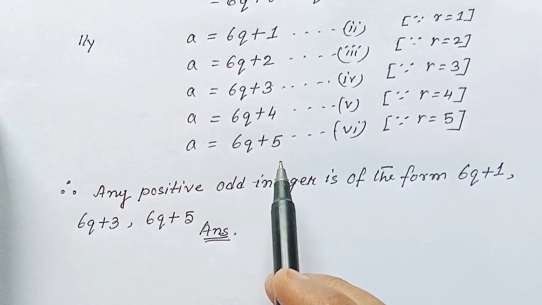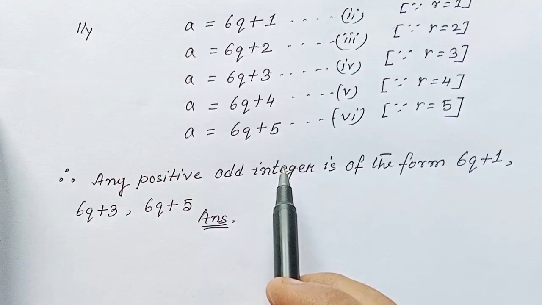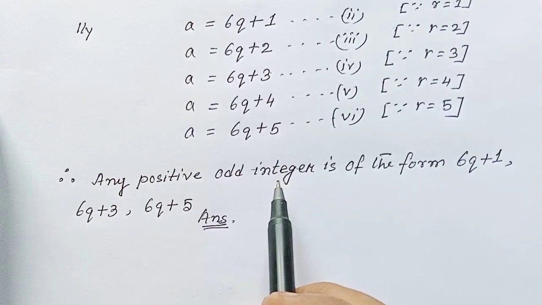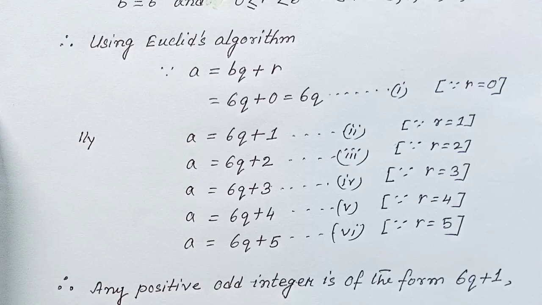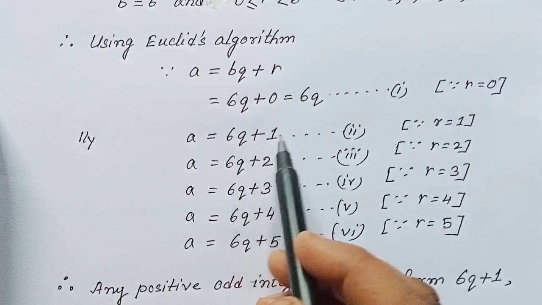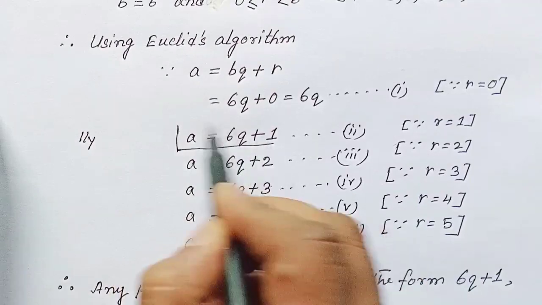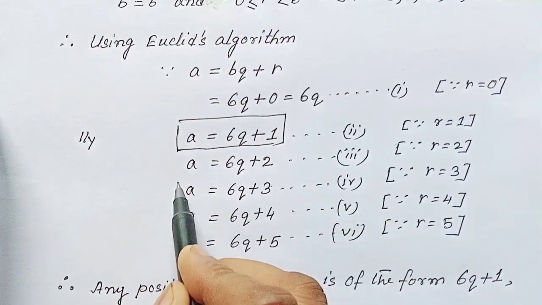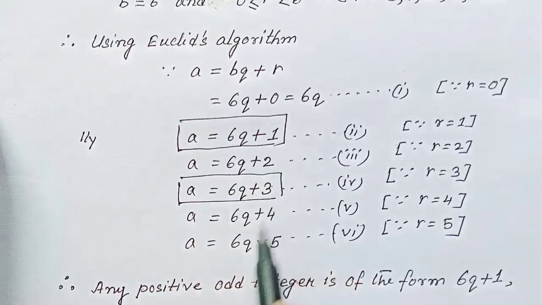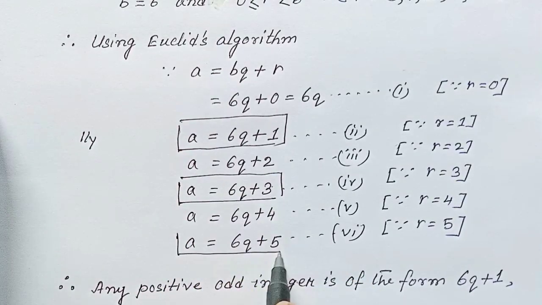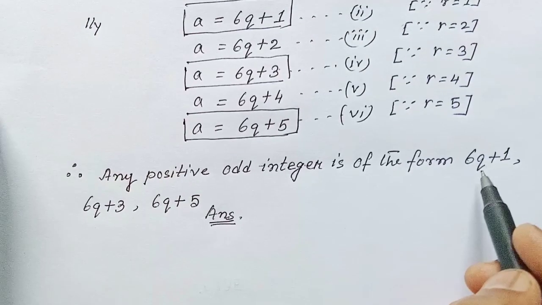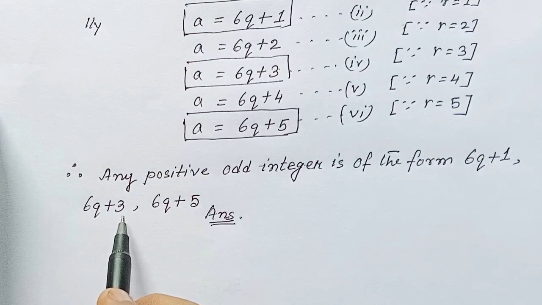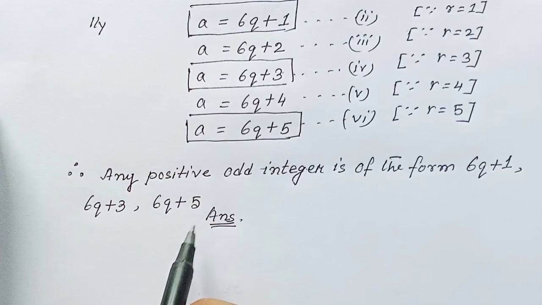Now according to the question, we have to find out only the positive odd integers. So what are the positive odd integers? From here, if we look, only the positive odd integers are 6q plus 1, 6q plus 3 and 6q plus 5. So finally we write: any positive odd integer is of the form 6q plus 1, 6q plus 3 and 6q plus 5, which is our answer.